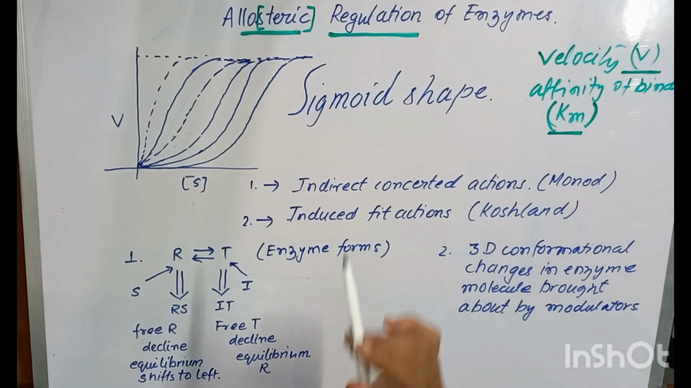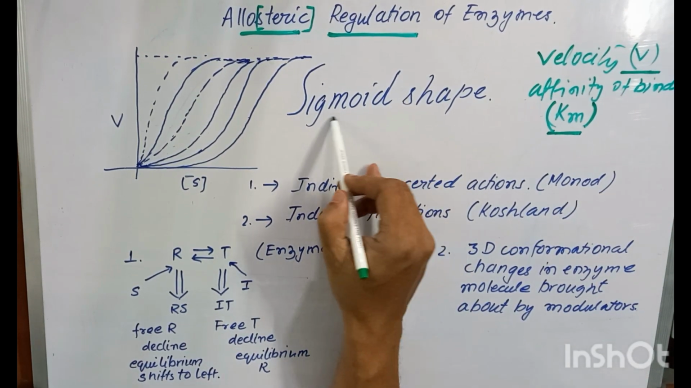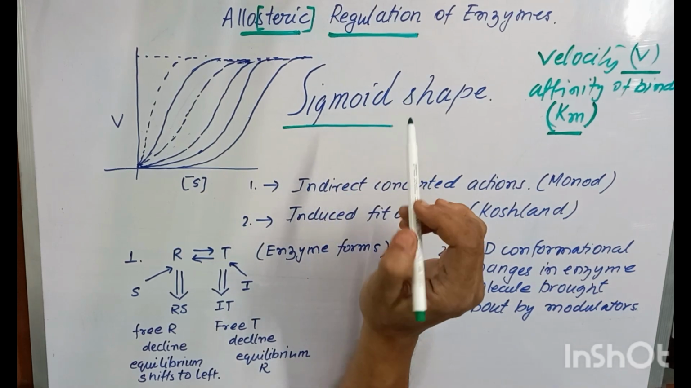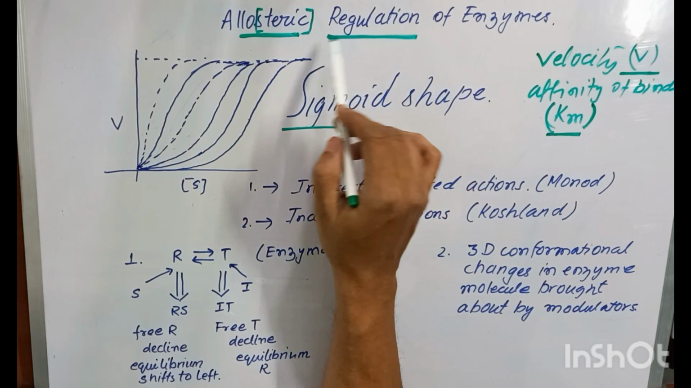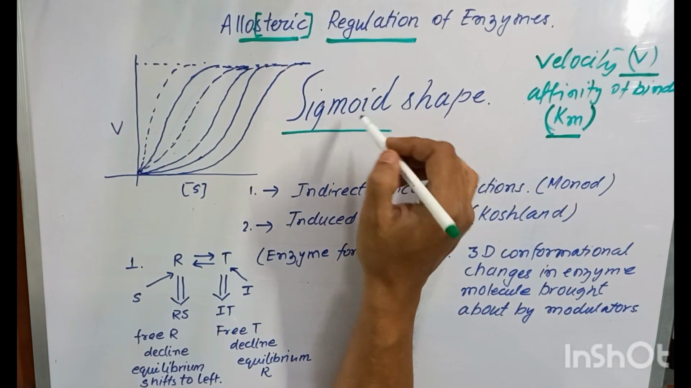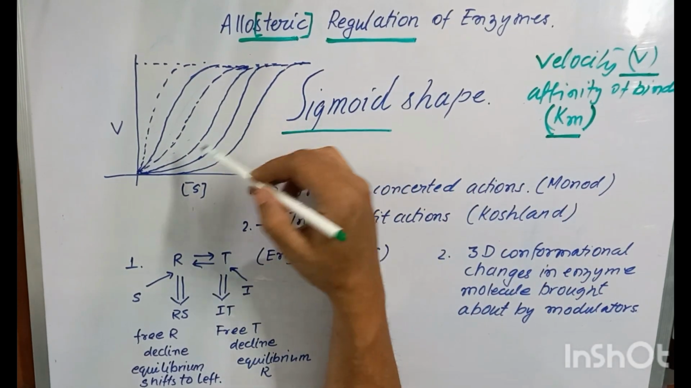Now what is the sigmoid shape? First I'll go into this. In allosteric regulation there is a change in the kinetic shape, the kinetic parameters.